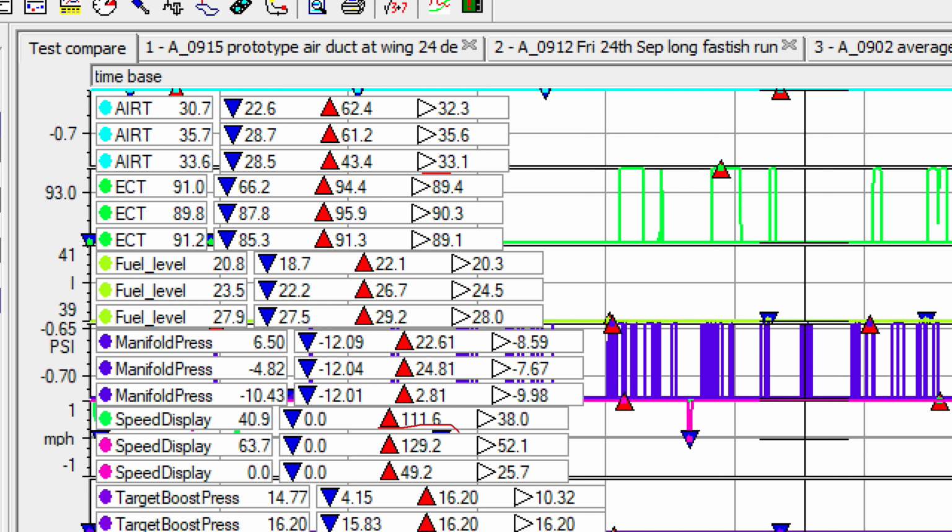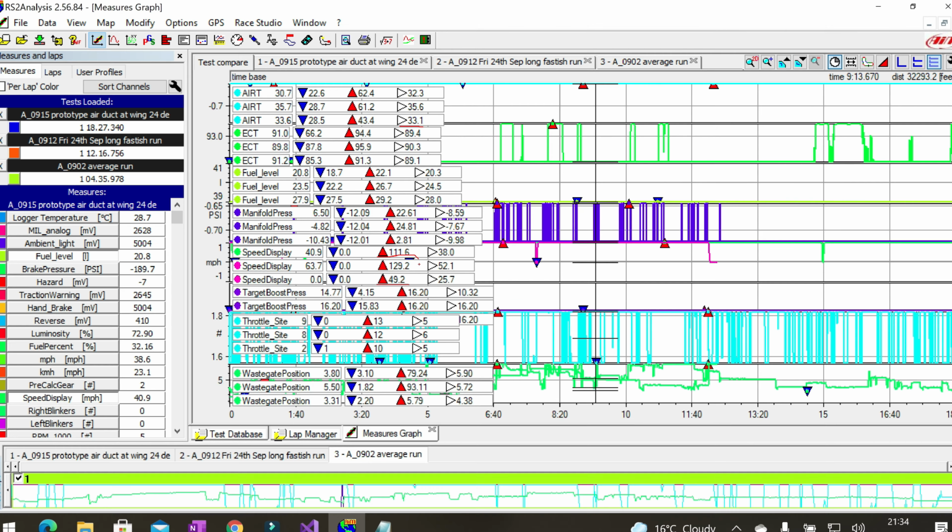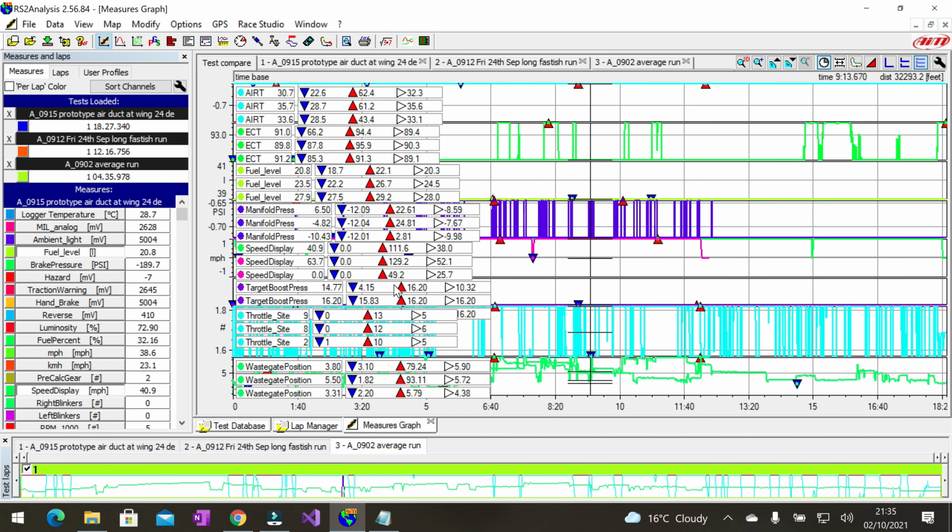This one, the third test, is 33 degrees average, which is less than 1 degree more than the air duct. But if you look at that test, I was just cruising along at 49 miles per hour. The demands on target boost. Where's the target boost? I'm not sure why that's not showing.